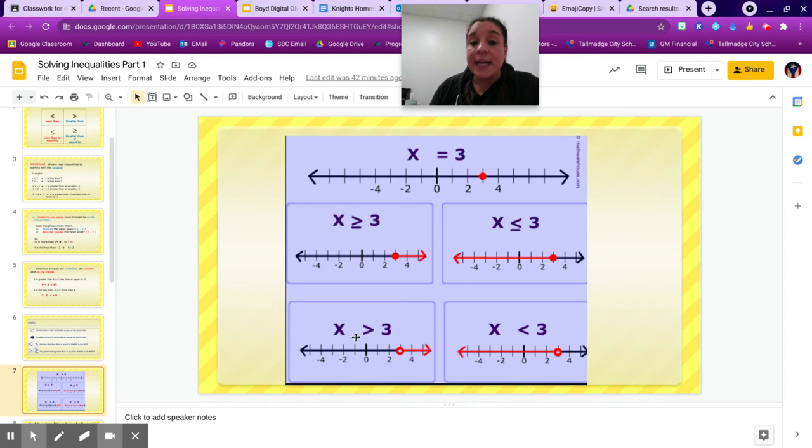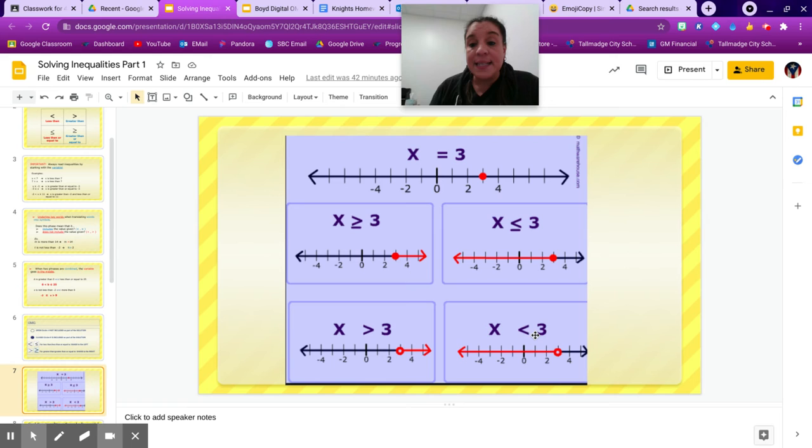If they give us X is just greater than 3, now 3 is not part of our solution set. So we're going to put an open circle at 3 so that everyone knows it is not included in our solution set. And we're going to shade to the right because, again, we want greater than 3. Those are part of the solution set because they're shaded.